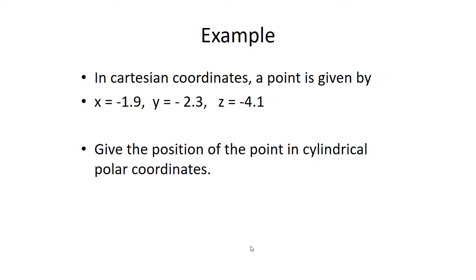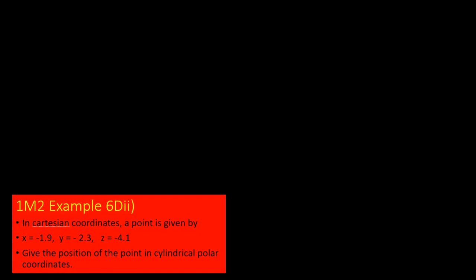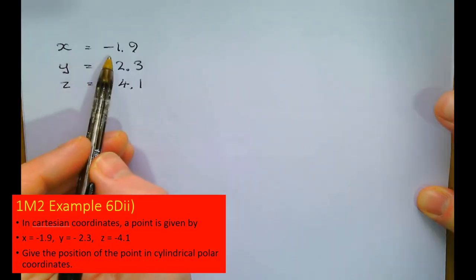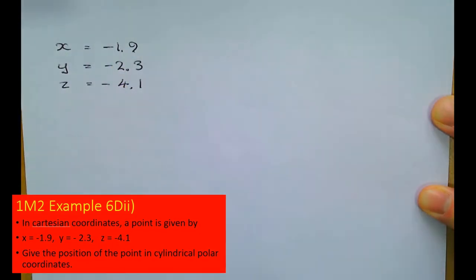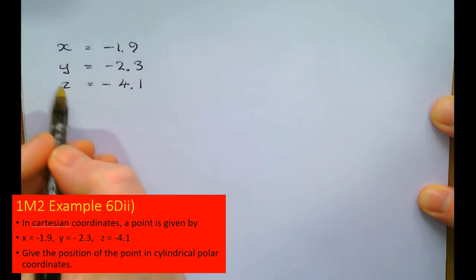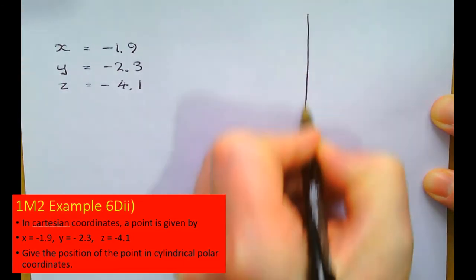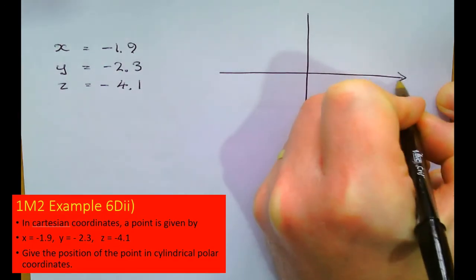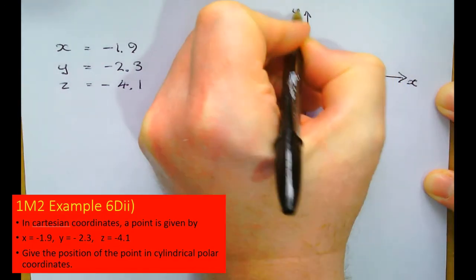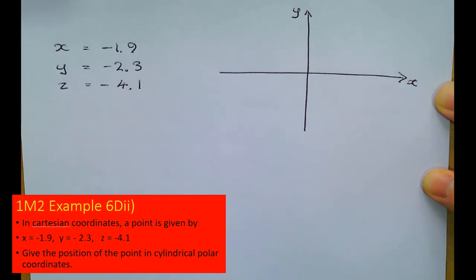Let's see another example, and this time we're going the other way. We start off with x, y, and z. We want to give the position using cylindrical polar coordinates. So we have our values of x, y, and z. Once more, let's draw a diagram of where we're looking at things from down the positive z axis. So if you imagine we have x and we have y, we're looking from positive z.